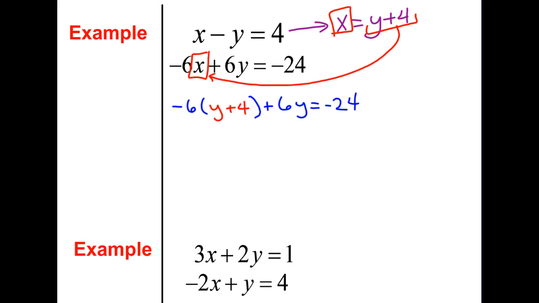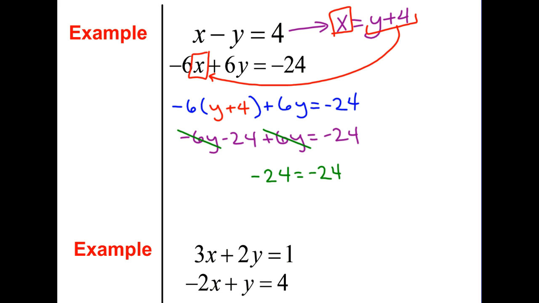Now we're going to distribute through each piece, so negative 6y minus 24 plus 6y equals negative 24. If you notice, our negative 6y plus 6y cancel out, so we're left with negative 24 equals negative 24. I want you to think about something. When does negative 24 equal negative 24? Well, it always equals negative 24, right? So this tells you right away that there are infinite solutions. And that also tells you that the lines are the same. They're the same line. That means they're consistent and dependent on each other.